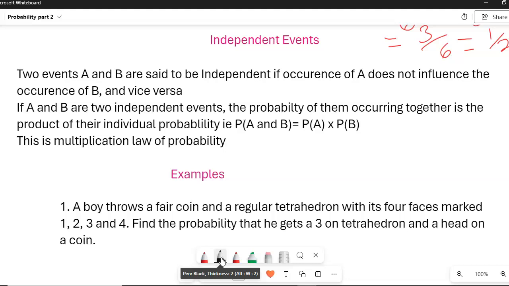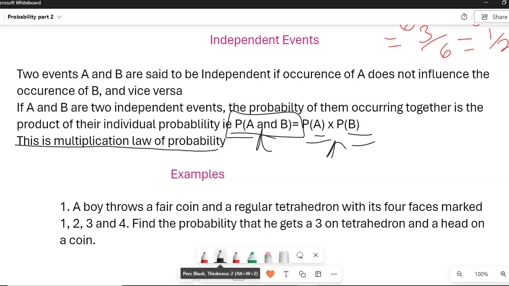In this case, if A and B are two independent events, then the probability of them occurring together is the product of their individual probabilities. That is, the probability of A and B is the probability of A multiplied by the probability of B. So this is the multiplication law of probability. When we have and in probability, we consider a multiplication of those two individual events.